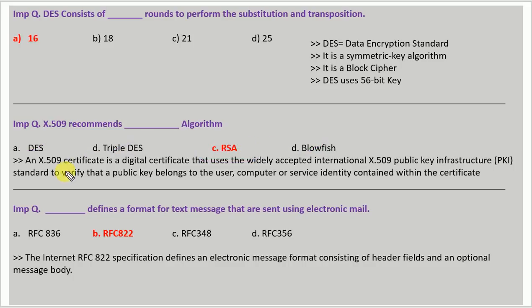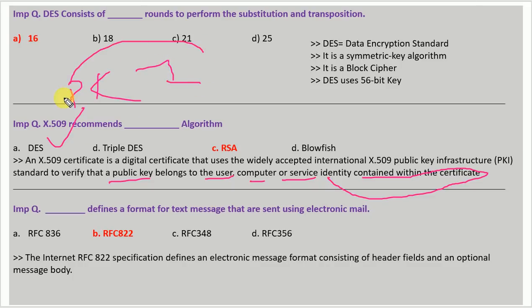Why? Because let's discuss this. An X.509 certificate is a digital certificate that uses the widely accepted international X.509 public key infrastructure standard to verify that a public key belongs to the user, computer, or service identity contained within the certificate. I have already discussed what PKI is. So it is used to verify that the public key belongs to the user or a computer or a service contained within the certificate. That is the whole purpose of X.509, and it comes under PKI, public key infrastructure. Okay, so that is the basic.